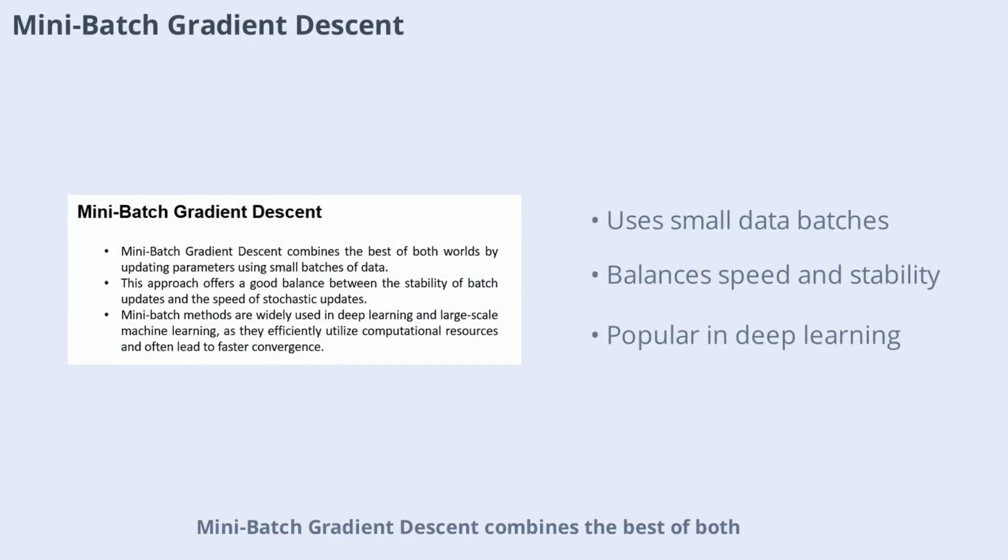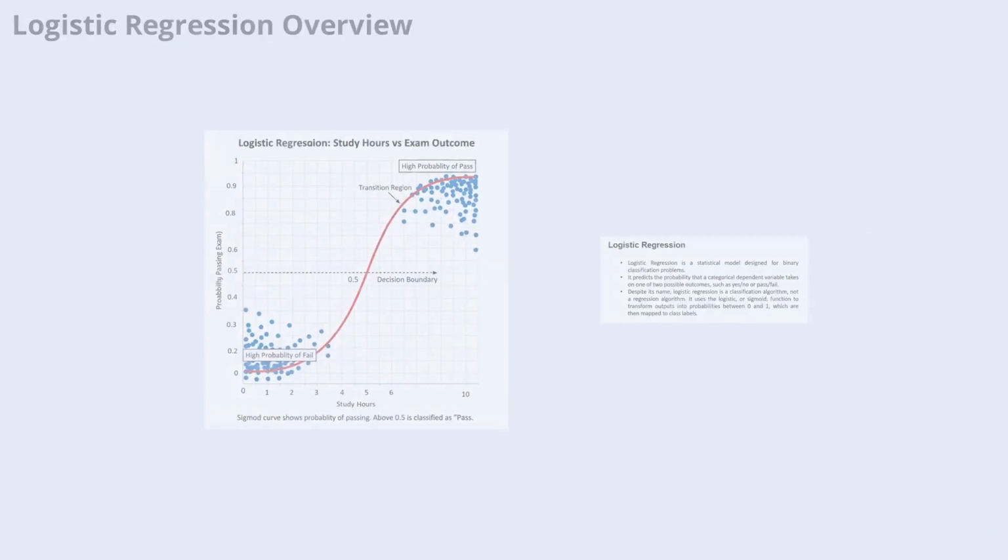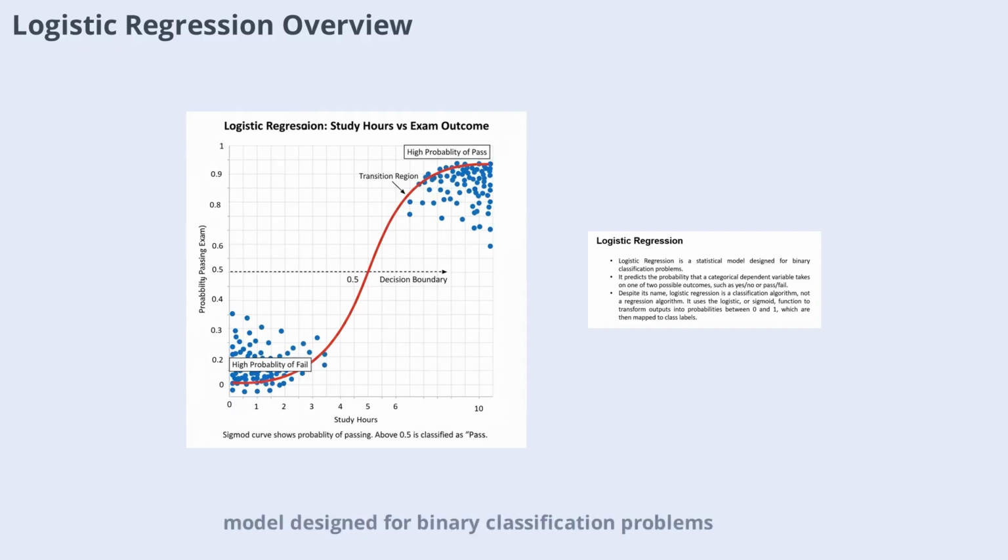Mini-batch gradient descent combines the best of both worlds by updating parameters using small batches of data. This approach offers a good balance between the stability of batch updates and the speed of stochastic updates. Mini-batch methods are widely used in deep learning and large-scale machine learning, as they efficiently utilize computational resources and often lead to faster convergence.